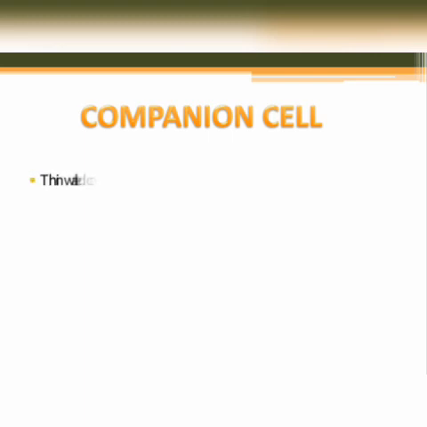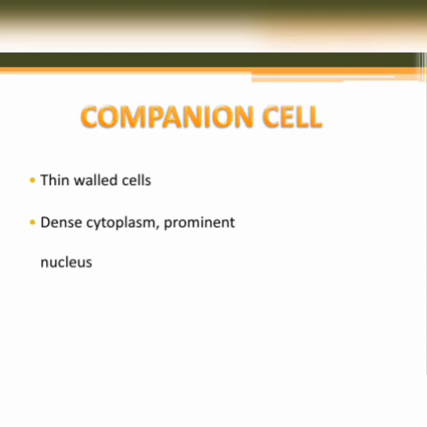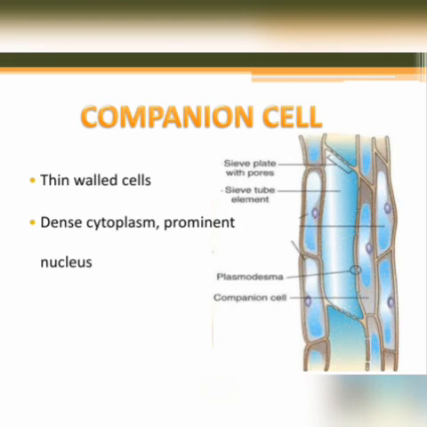The next element that we will discuss on phloem is companion cell. These cells are thin-walled cells and they have dense cytoplasm with a prominent nucleus, and along with this structure we can clearly understand the position of the companion cell, and this cell helps to maintain proper pressure gradient. The next element is phloem parenchyma.